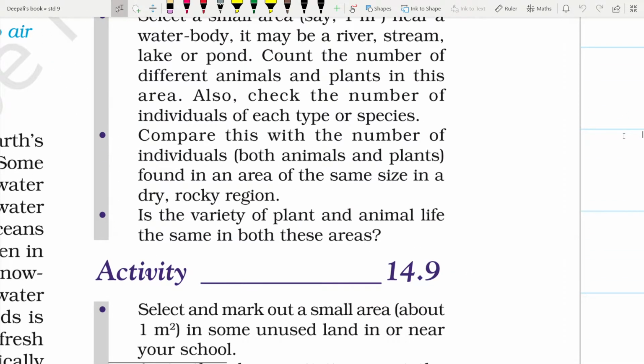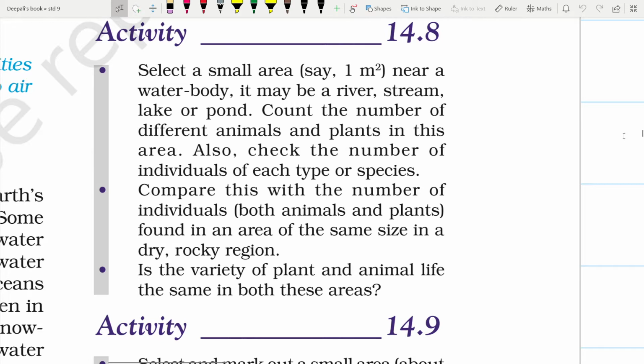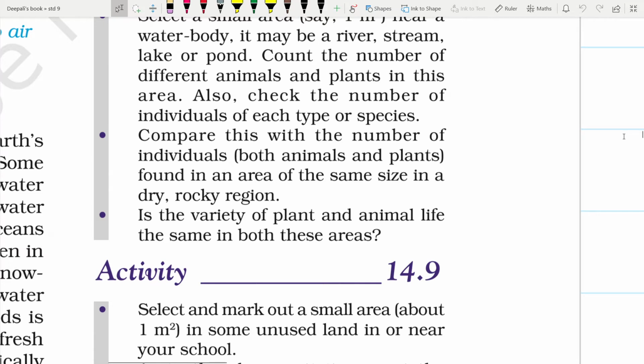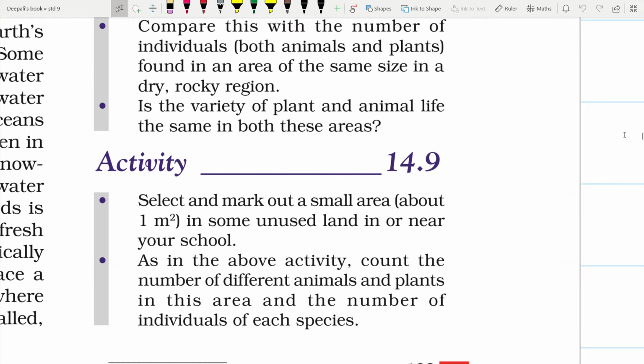Now, let us take a small area, say 1 meter square, near a water body. It may be a river, stream, pond, or lake. Count the number of different animals and plants in this area. Also check the number of individuals of each type or species. Compare this with the number of individuals, both animals and plants, found in an area of the same size in a dry rocky region. Is the variety of plants and animals the same in both these areas? Obviously no, because the water requirement is different, and according to that they need to have different adaptations.